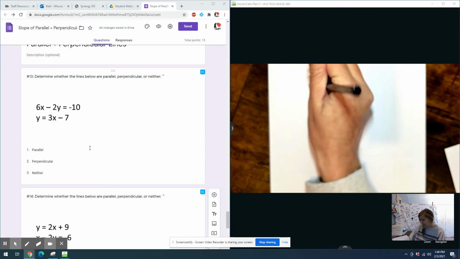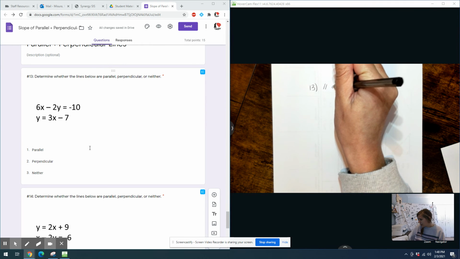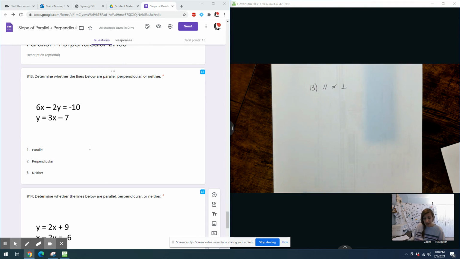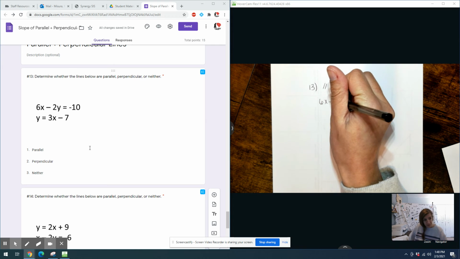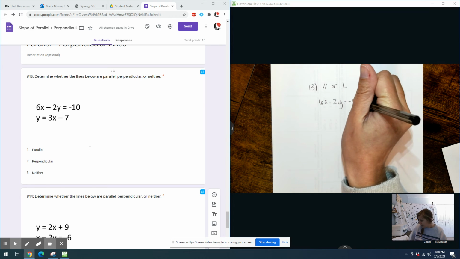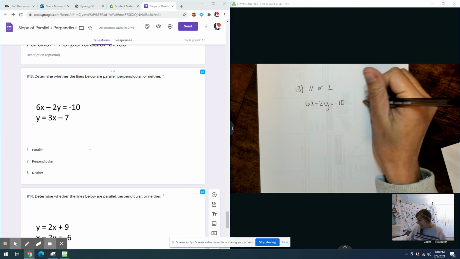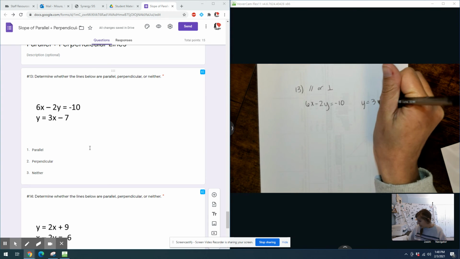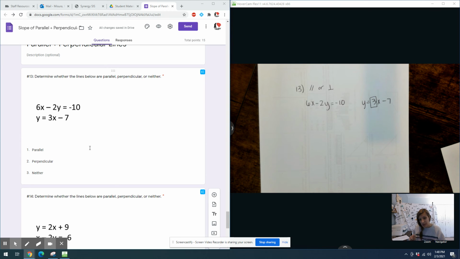So number 13, though, just as a reminder, if I want to know if the lines are parallel or perpendicular, I need to know about their slopes. So this first one, I can't see the slope yet. The second one, though, I can. The slope is 3 because it's in y equals mx plus b.